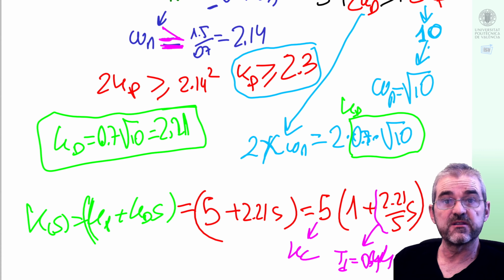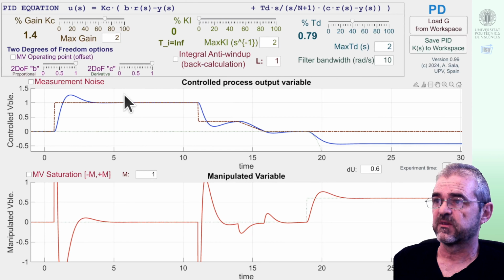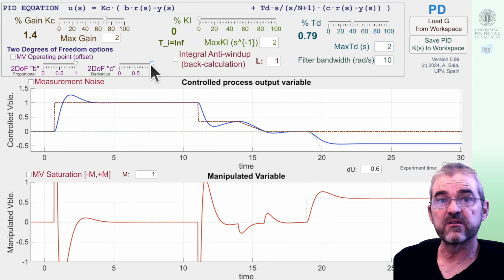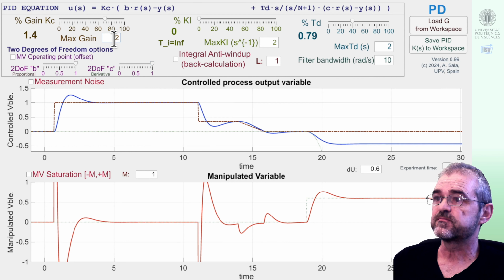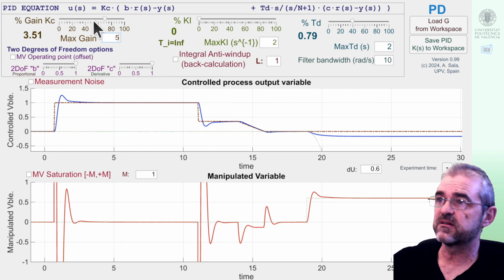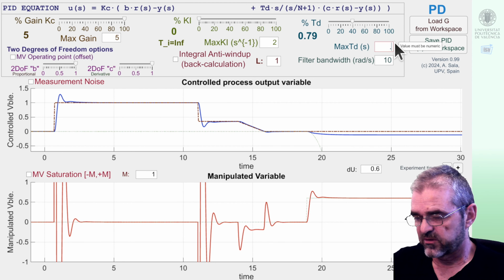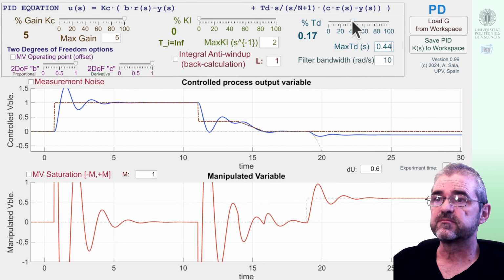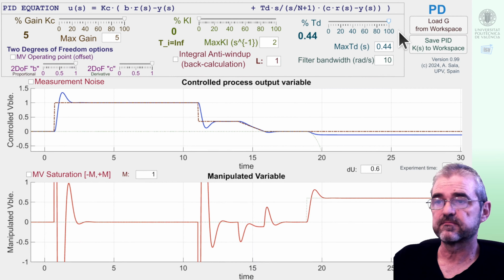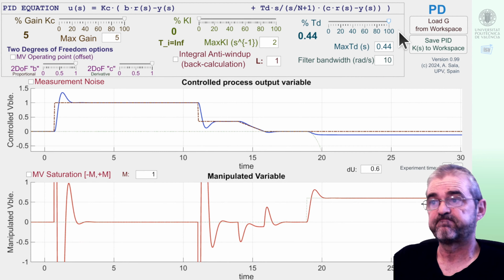So let us simulate it to see if we achieved what we were requested to achieve. I put this slider to 1 because we are doing derivative of the error, 5 as kp, slider top right, and then 0.44, slider top right. So here we have our desired behavior.